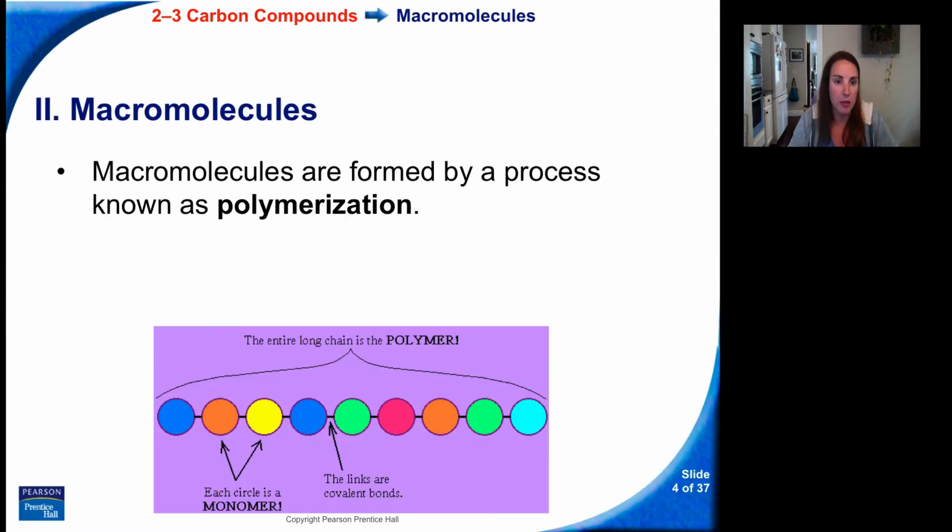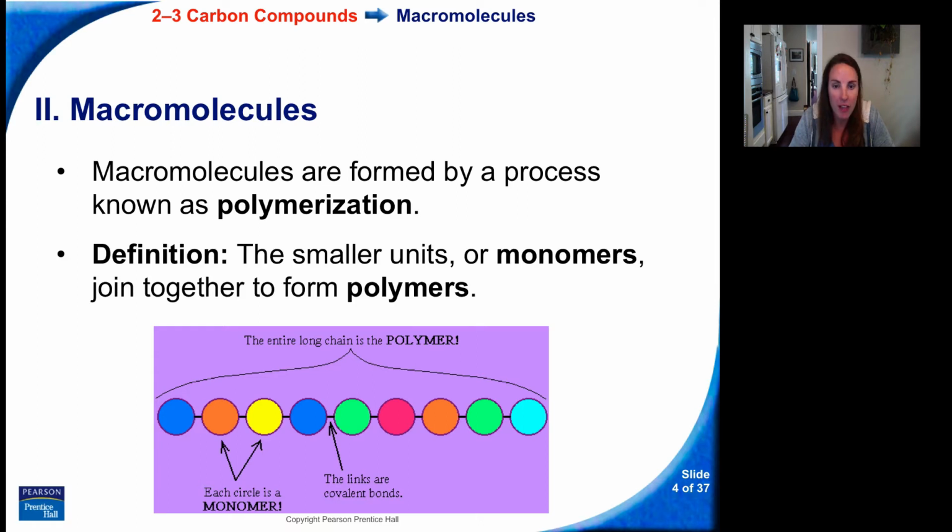So macromolecules. They're formed by a process called polymerization. And the smaller units or monomers join together to form polymers. That's the process of polymerization. So each individual unit is called a monomer. Mono means one, poly means many. So a lot of monomers make up one polymer.